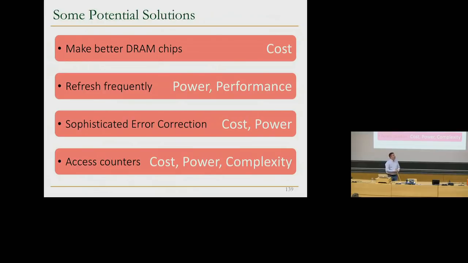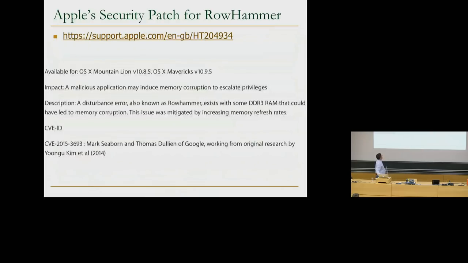They don't come for free. Better DRAM chips cost more or perform worse. More refresh reduces the performance. Error correction comes at a cost in area and power. Access counters add more complexity. And guess what Apple did, for example? This is their security release, and they said this issue was mitigated by increasing the memory refresh rates.